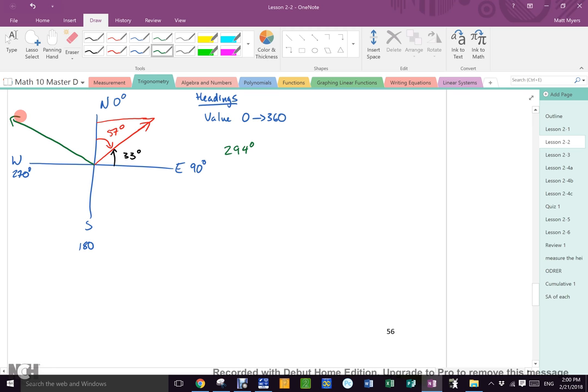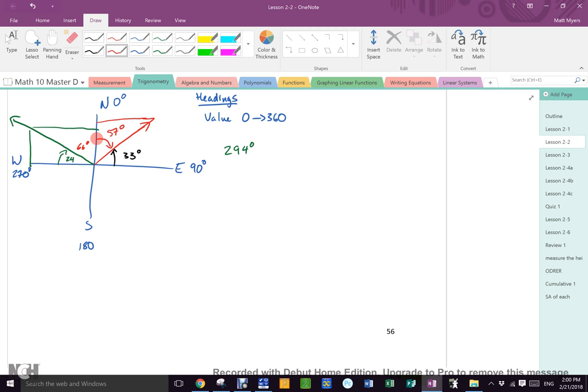If I want to do trig, what do I need? I need a triangle, so I either need this triangle or I need this triangle, yes? What is this angle right here? All the way around is 294. What's this part? 24. Why, Eric? Because 294 minus 270. There's 270. I need to go 24 more. So what is this part? 66. Does everybody understand headings?